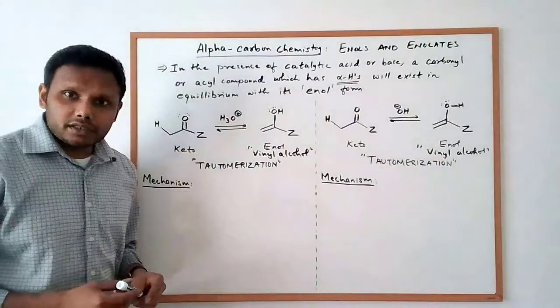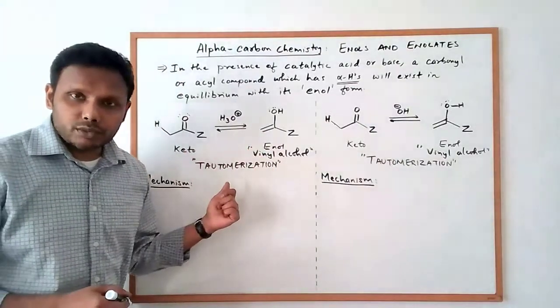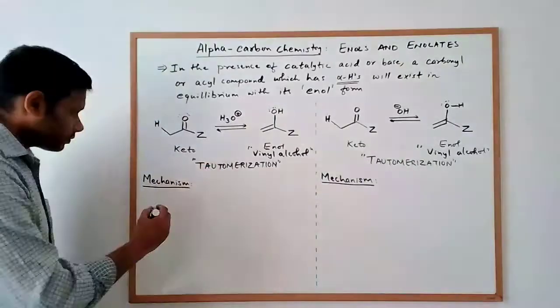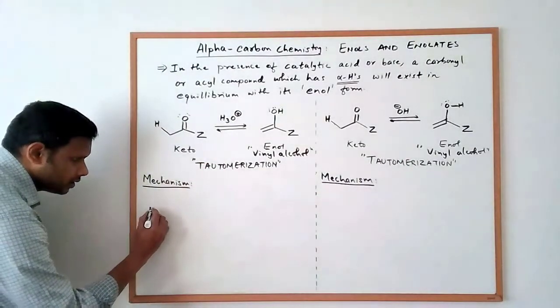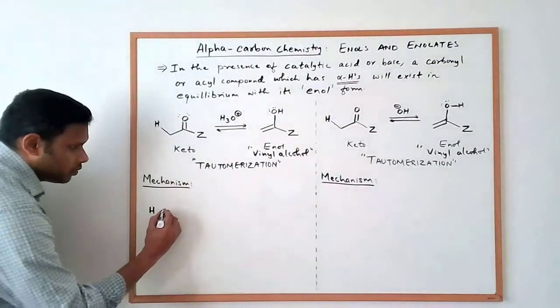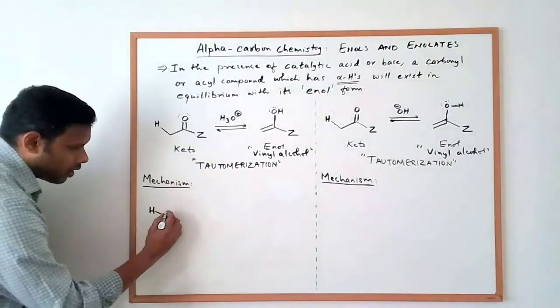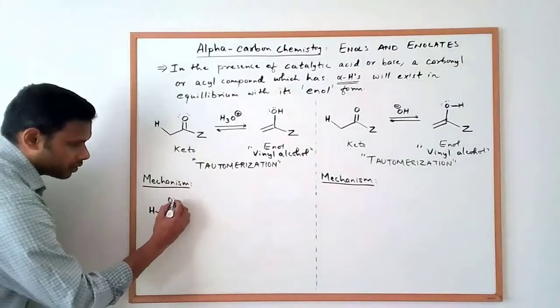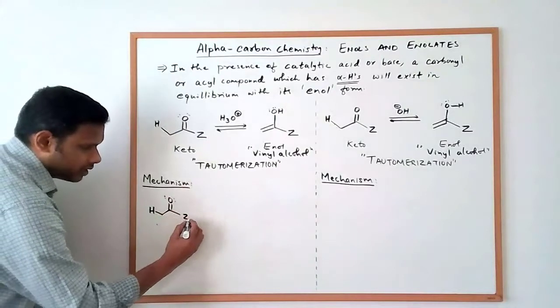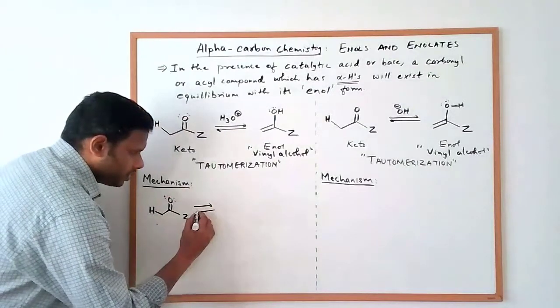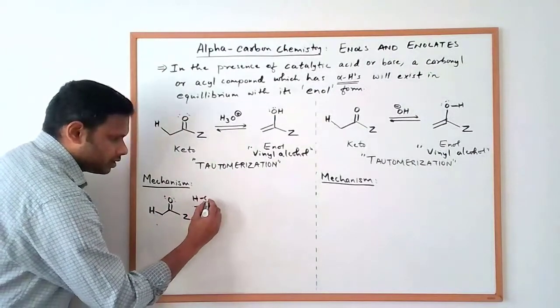Let's look at the mechanism of this tautomerization process, both under acidic and basic conditions. Under acidic conditions, this process starts with the protonation of this oxygen, the double bonded oxygen, whether it is an acyl oxygen or the carbonyl oxygen. So the first step involves a protonation event here.